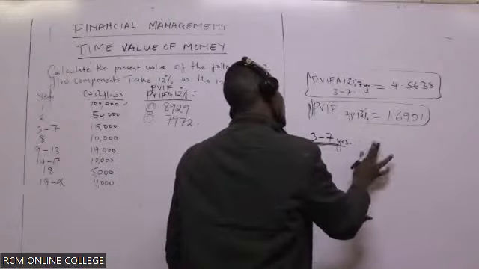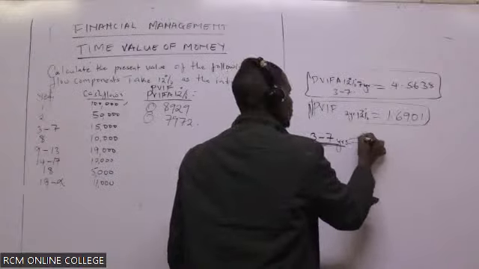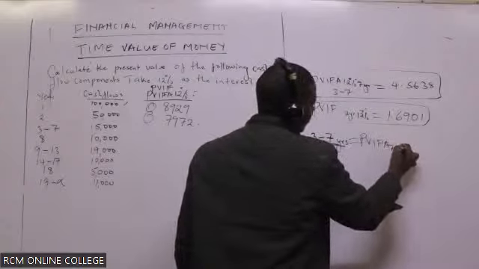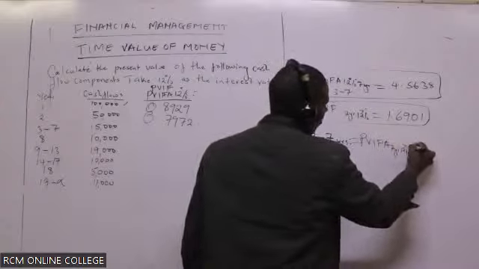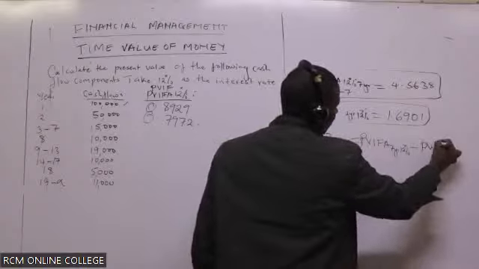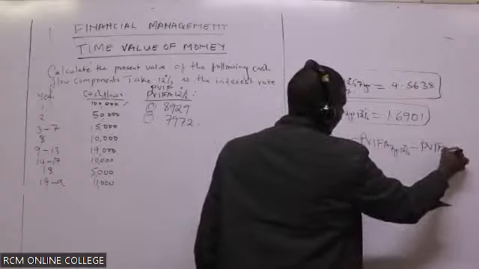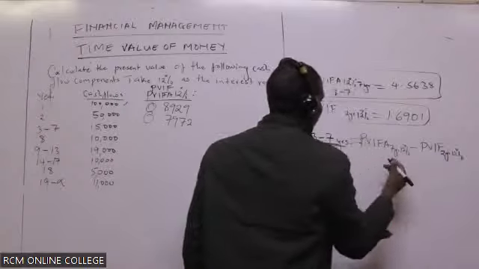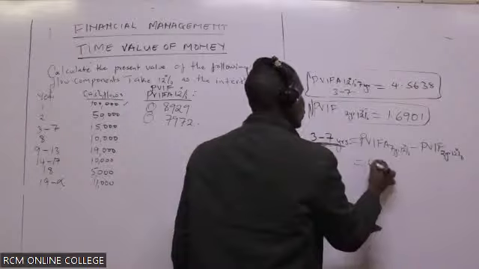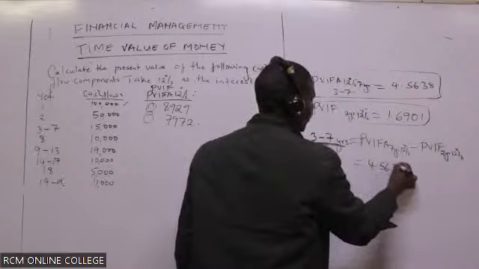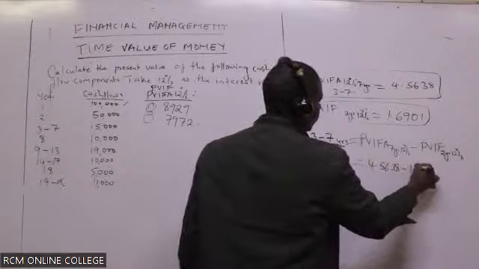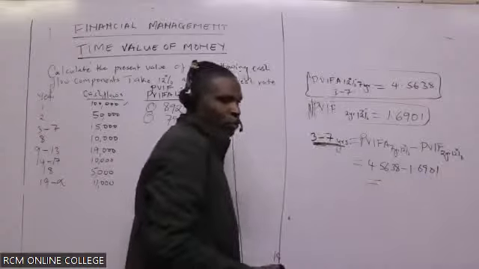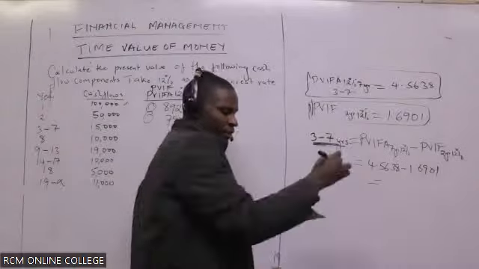So PVFA will be equal to, hold on to this well, PVFA for 7 years at 12% minus PVFA for 2 years at 12%. Okay, here we have 4.5638 minus 1.6901. Give me the actual, 2.8730.